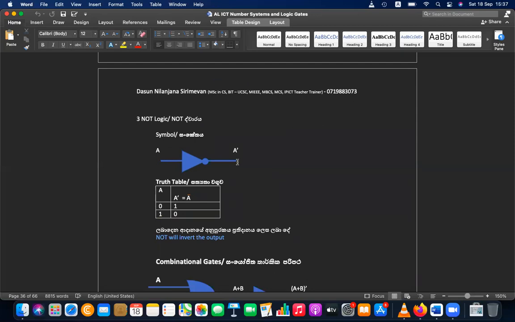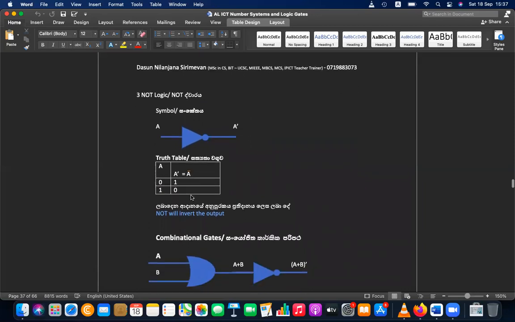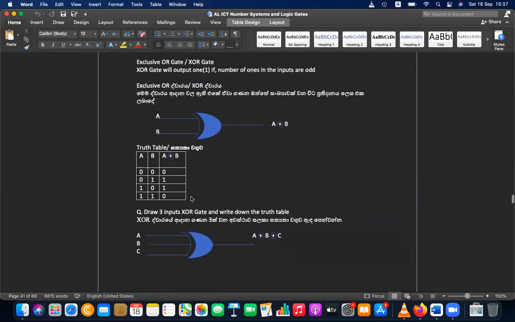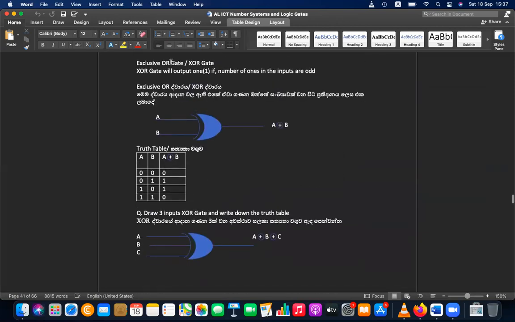NOT gate will simply invert. 0 will be inverted to 1, 1 will be inverted to 0, and this is how you represent. Today we are going to learn about these representations, Boolean algebra representations, as well as one more gate, that is the XOR gate. Okay, please write down the heading, exclusive OR gate or XOR gate.